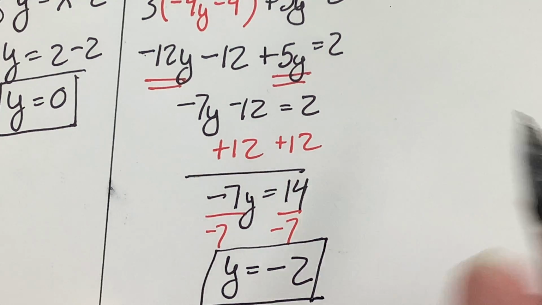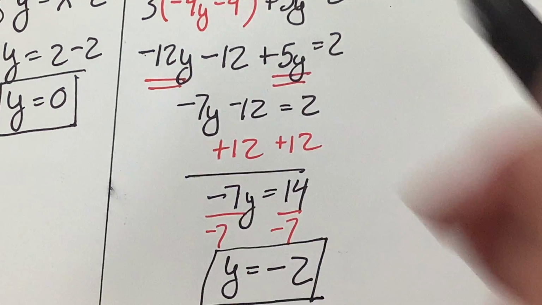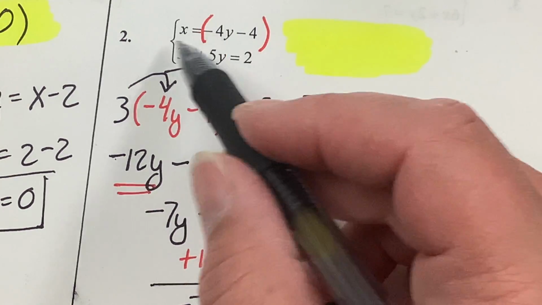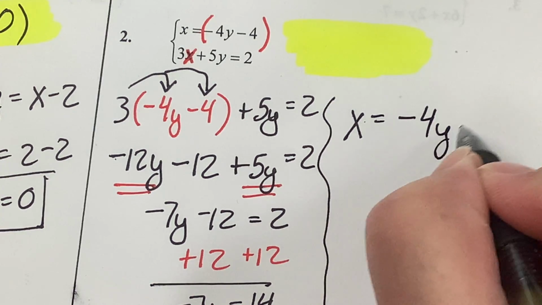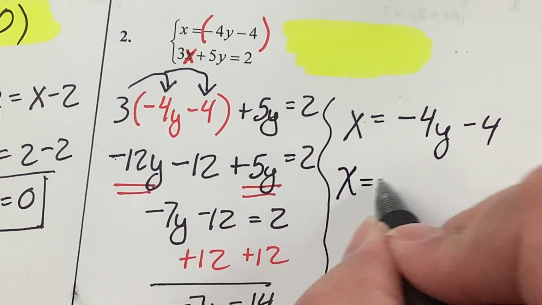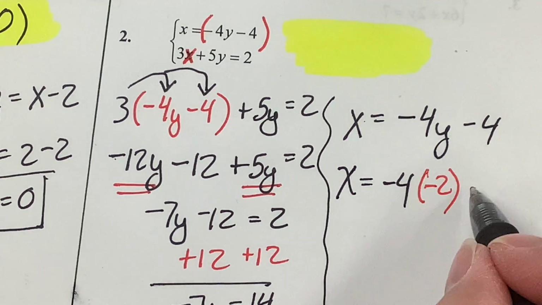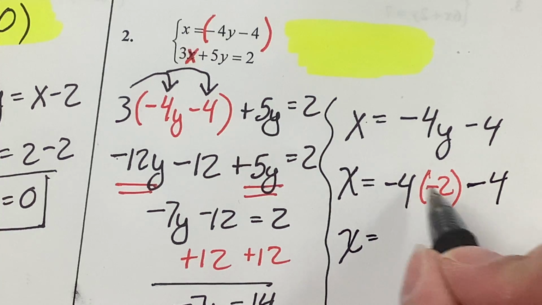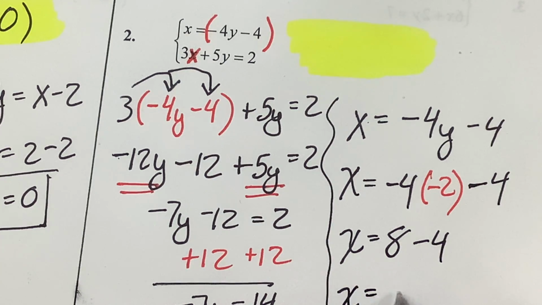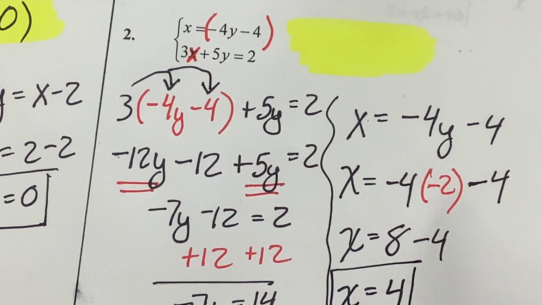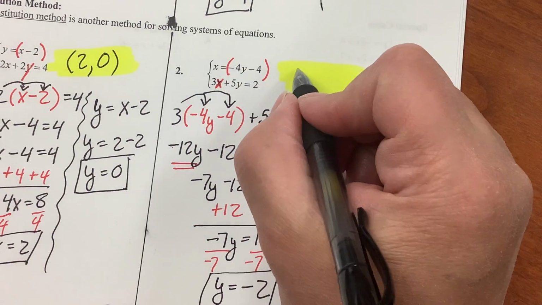So when I go back and I'm looking for x, I'm going to fill in the y is negative 2. I'm looking for x, and x is by itself here. So I'm going to use that equation, x equals negative 4y minus 4. x equals negative 4 times negative 2 minus 4. x equals, negative times negative is positive, 4 times 2 is 8, minus 4. x equals 4. And remember, when you put them up in the parentheses together, x first, then y. So it's going to be 4 comma negative 2.